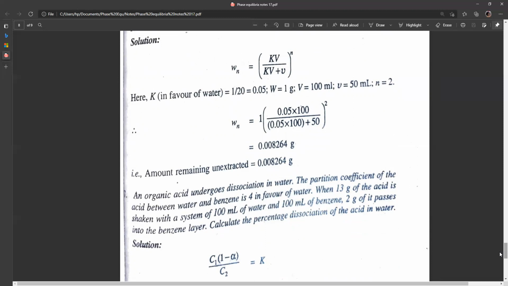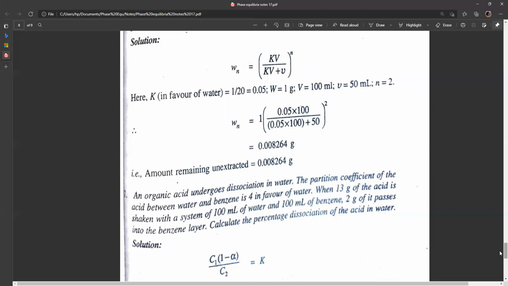And another problem, which is on dissociation and association of an organic acid. An organic acid undergoes dissociation in water, and the partition coefficient of the acid between water and benzene is 4 in favor of water. 100 ml of water and 100 ml of benzene are taken, and 13 gram of the acid is shaken with this, and 2 gram of it passes into the benzene layer. Calculate the percentage of dissociation of the acid in water.